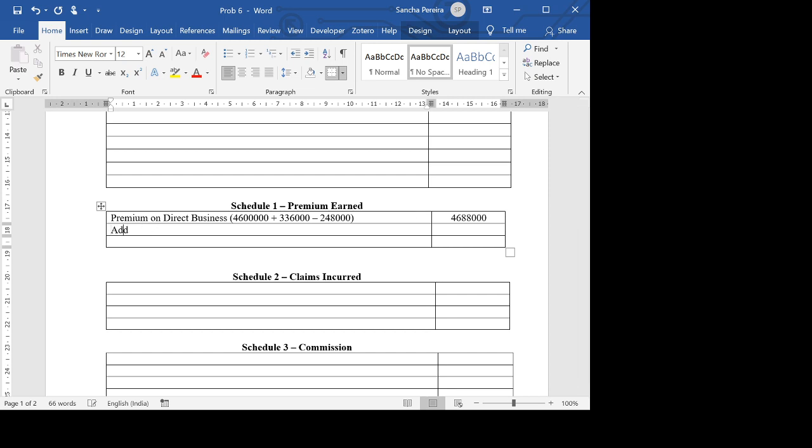Next we add premium on reinsurance accepted. Again we have here the actual premium is 7,20,000 plus outstanding at the end is 24,000 minus outstanding at the beginning is 27,000. So 7,17,000. This will come to 7,17,000.